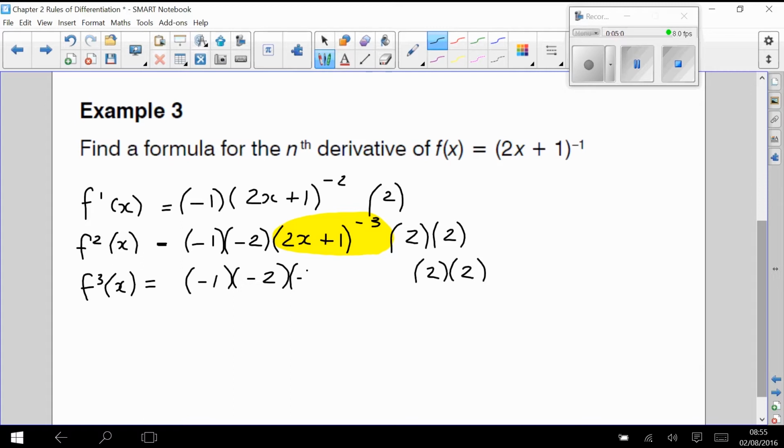That means it's going to be minus 3, and then the bracket, (2x + 1) to the minus 4, and then the derivative of the inner function is once again 2. Maybe you can see a pattern starting to form over here, but just so that we're absolutely sure what we're doing, we're going to find the fourth derivative as well.